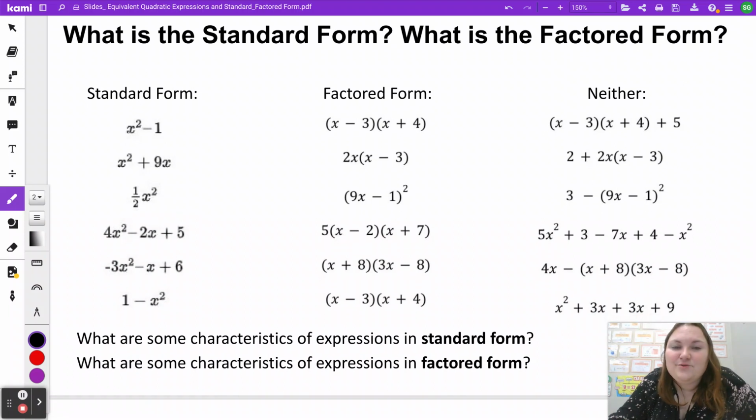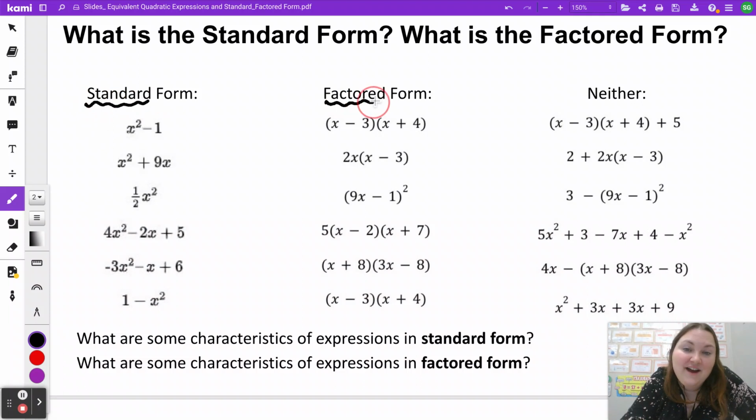The goal is you are using all of these examples here to answer these two questions. What are some characteristics of expressions in standard form? What are some characteristics of expressions in factored form? Pause this video for as long as you need and see if you can come up with a list of things you notice that everything in standard form has in common and everything in factored form has in common. And then use these here to help you with that list as well. Like I said, pause the video and then come back when you're ready to check your answers.